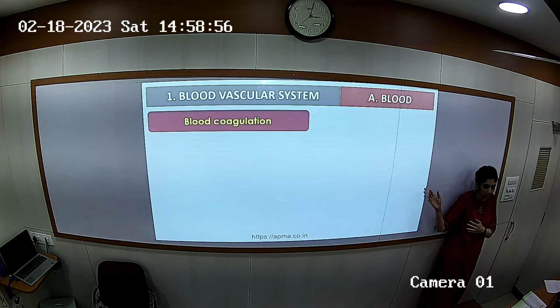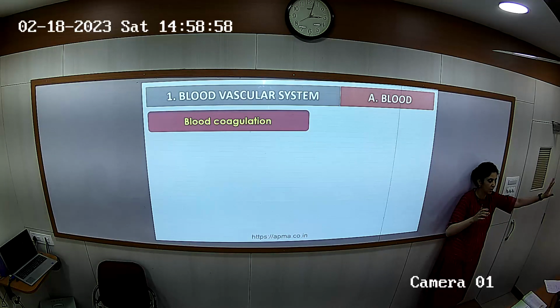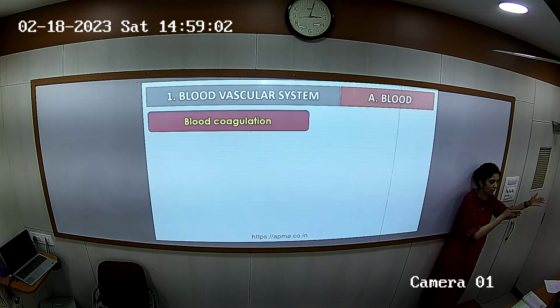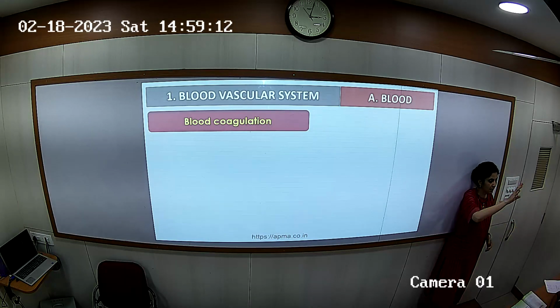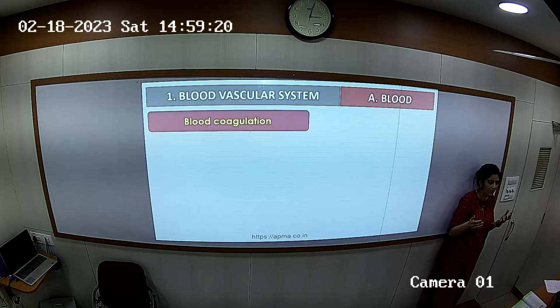Then coming to blood itself. Blood has plasma and formed elements. Plasma is mostly water, with nutrients, glucose, electrolytes, coagulation factors and dissolved gas. Formed elements are RBCs, WBCs, platelets. RBCs are red blood cells, the most important cells because they are the carriers of oxygen and they have hemoglobin which carries the oxygen.